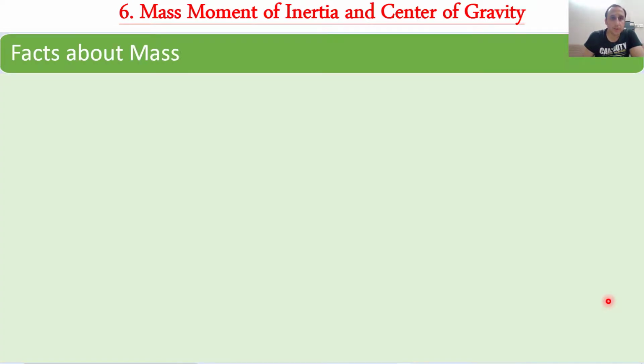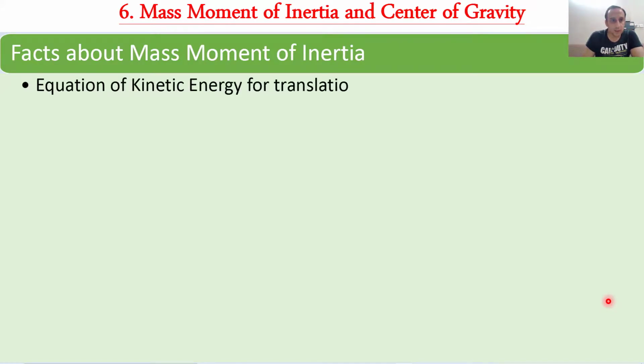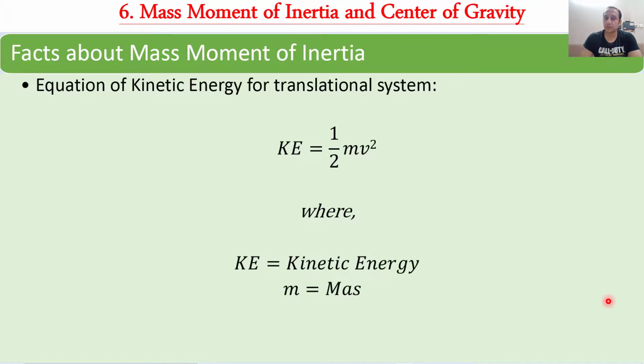We will move forward, and the topic of mass moment of inertia still continues. In the same way in which we applied the concept of second moment of inertia in translational and rotational systems, we will now modify the kinetic energy equation we use for the translational system so that we can use the same equation for the rotational system. The kinetic energy equation for the translational system is half mv square, where m is the mass and v is the linear velocity.